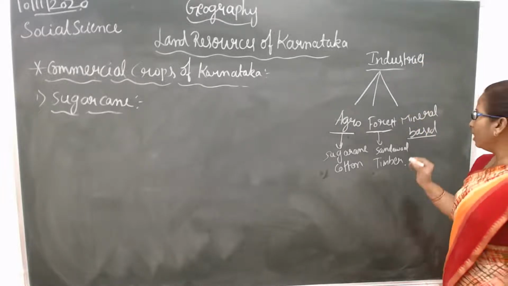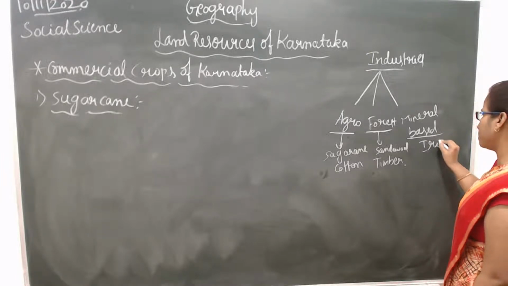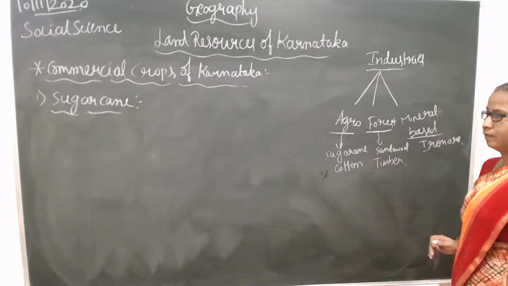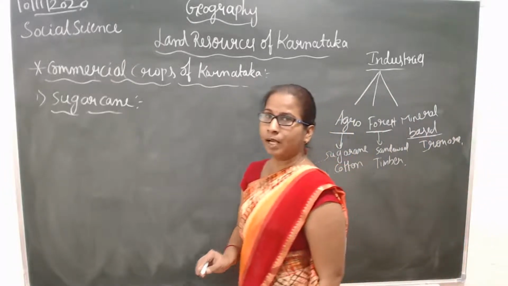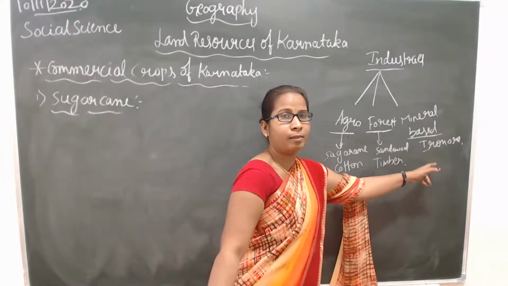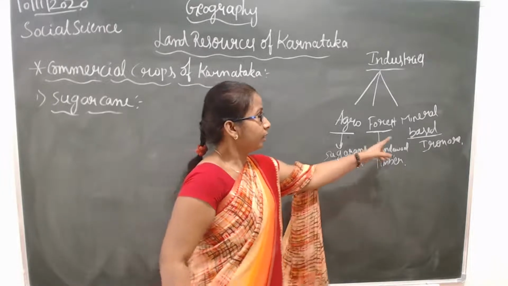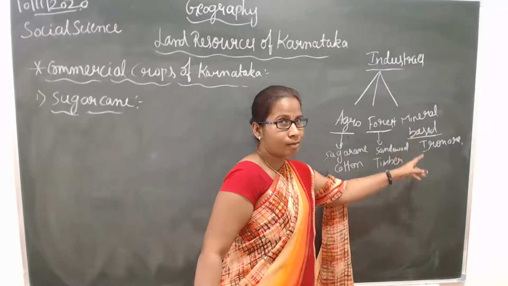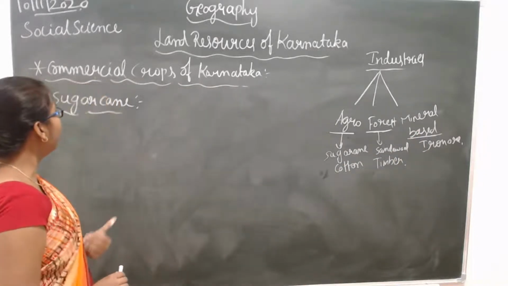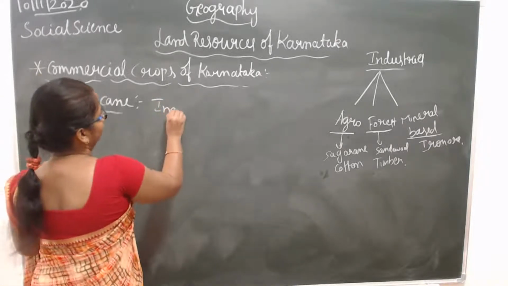And another one is the mineral-based industries. Mineral-based industries means, for example, iron ore and some other mineral resources of our Karnataka. Ore is a raw material. With the help of iron ore, they can make steel and iron finished products. That all comes under mineral-based industries. In this way, sugarcane is a commercial crop as well as an industrial crop.